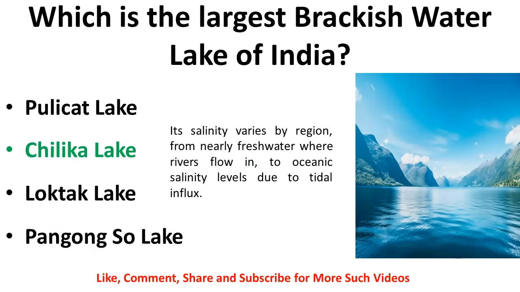Its salinity varies by the region, from nearly freshwater where the river flows in to oceanic salinity levels due to tidal influx. So when it is close to the river, there is fresh water, and as it goes close to the ocean, it has salinity levels. The salinity of the water increases as it goes close to the ocean.